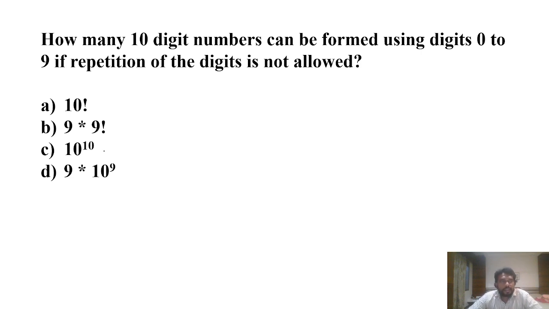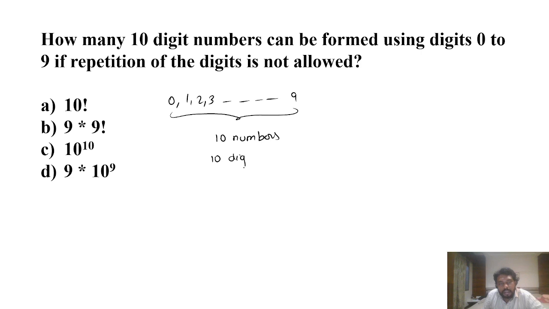Okay, the question is this: how many 10-digit numbers can be formed using the digits 0 to 9 if repetition of the digits is not allowed? So you need to use the digits 0, 1, 2, 3, and so on till 9. How many numbers are there, guys? 10 numbers. Correct? So I want to form a 10-digit number. Okay? So how will I solve this question?